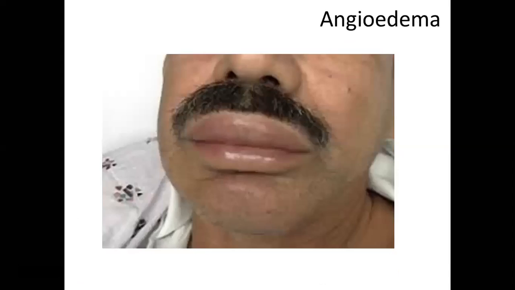Okay. So next is angioedema. This is what is known as angioedema. If you see the lips, they are like Sunny Leone. Lips come out prominently, just like Sunny Leone's lips. So this angioedema is a swelling of the lips. Angioedema is a swelling of the lips.